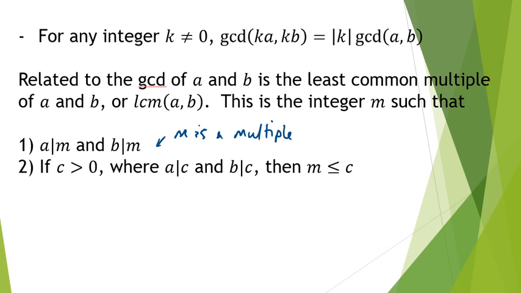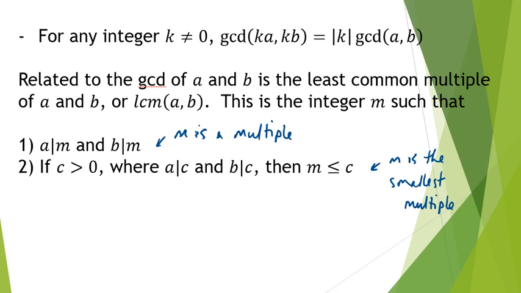If c is positive, where a divides c and b divides c, then m has to be less than or equal to c. So this is what says m is the smallest such multiple.